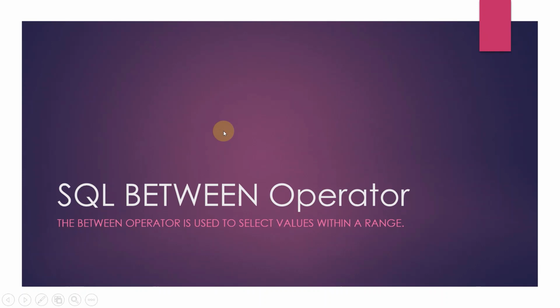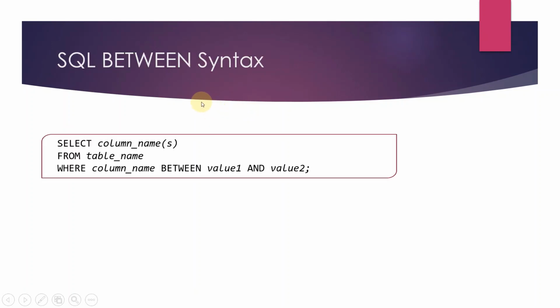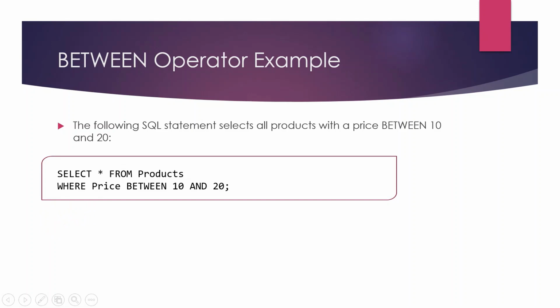Okay, how about BETWEEN? The BETWEEN operator is used to select values within a range. The values can be numbers, text, or dates. So the syntax: select columns from table where column name BETWEEN value1 AND value2. Example: the following SQL statement selects all products with a price between 10 and 20. So the SQL command would be select asterisk from products where price BETWEEN 10 AND 20.